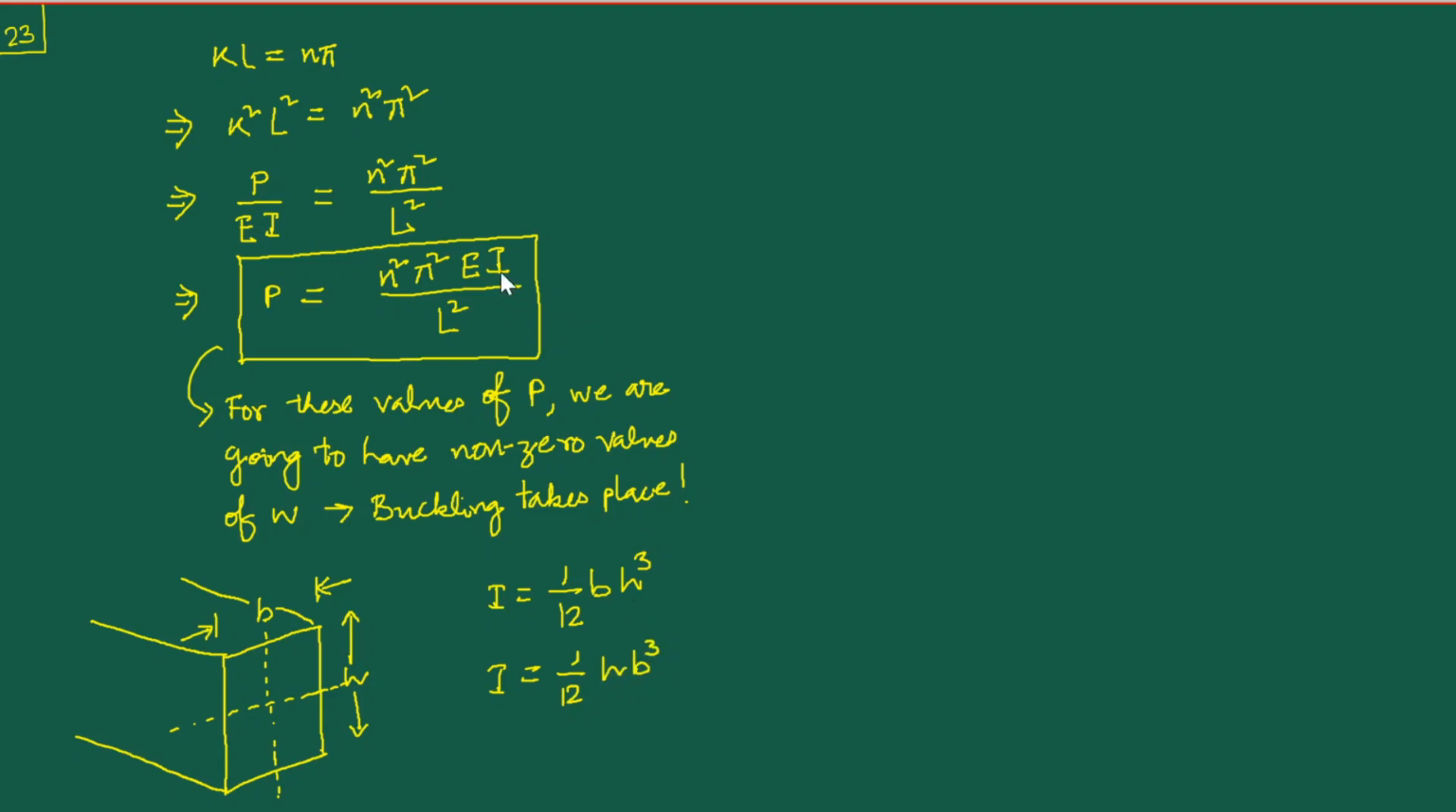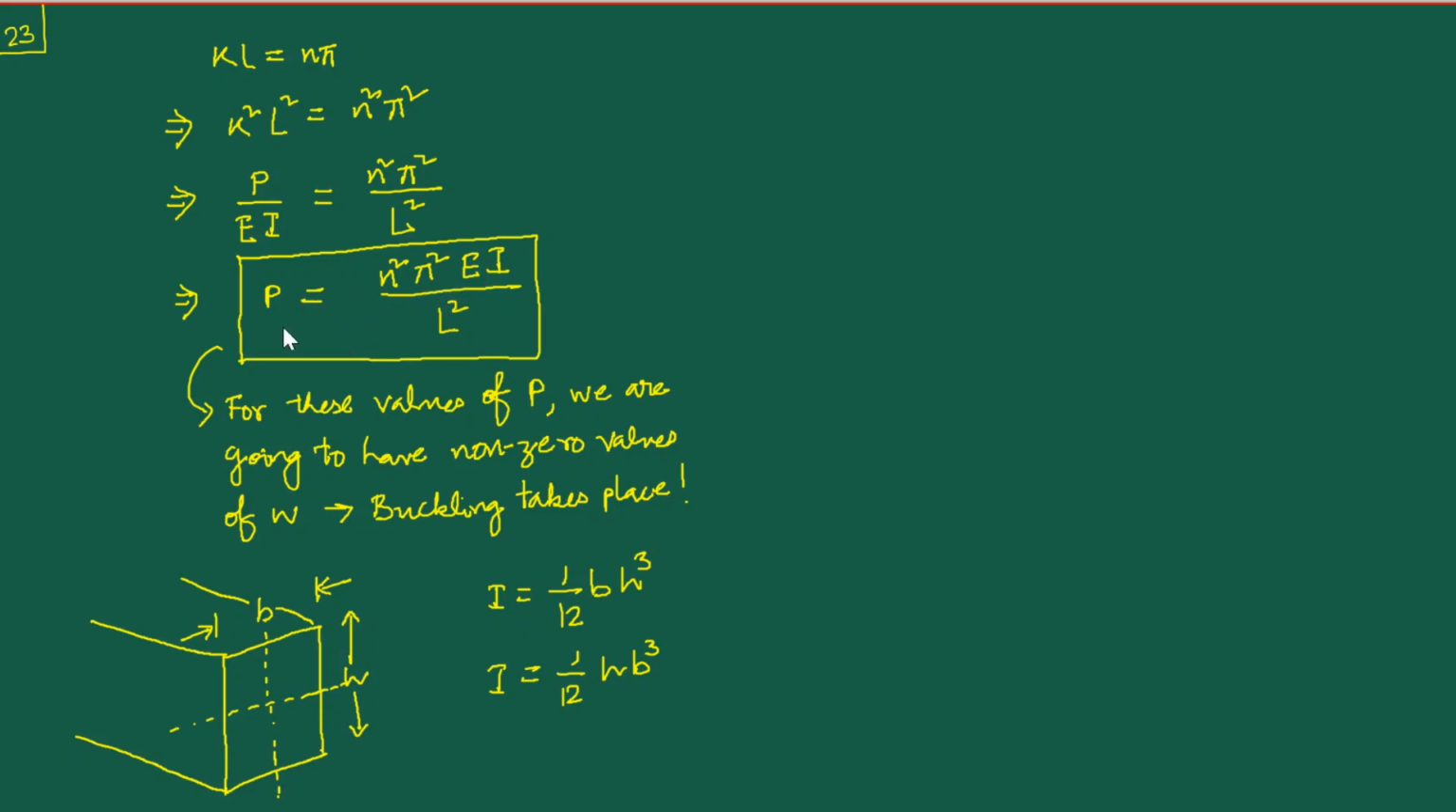Now, if you look at this formula here, this I will depend on which kind of an axis you are taking this I about. So depending on the values of B and H, please do not be biased by this particular diagram. This is just a generic diagram. We could have B larger than H or H larger than B. So depending on those specific values, you have to see which I is smaller. The value that is smaller is the one that is going to predict the buckling first, because that is a smaller value.